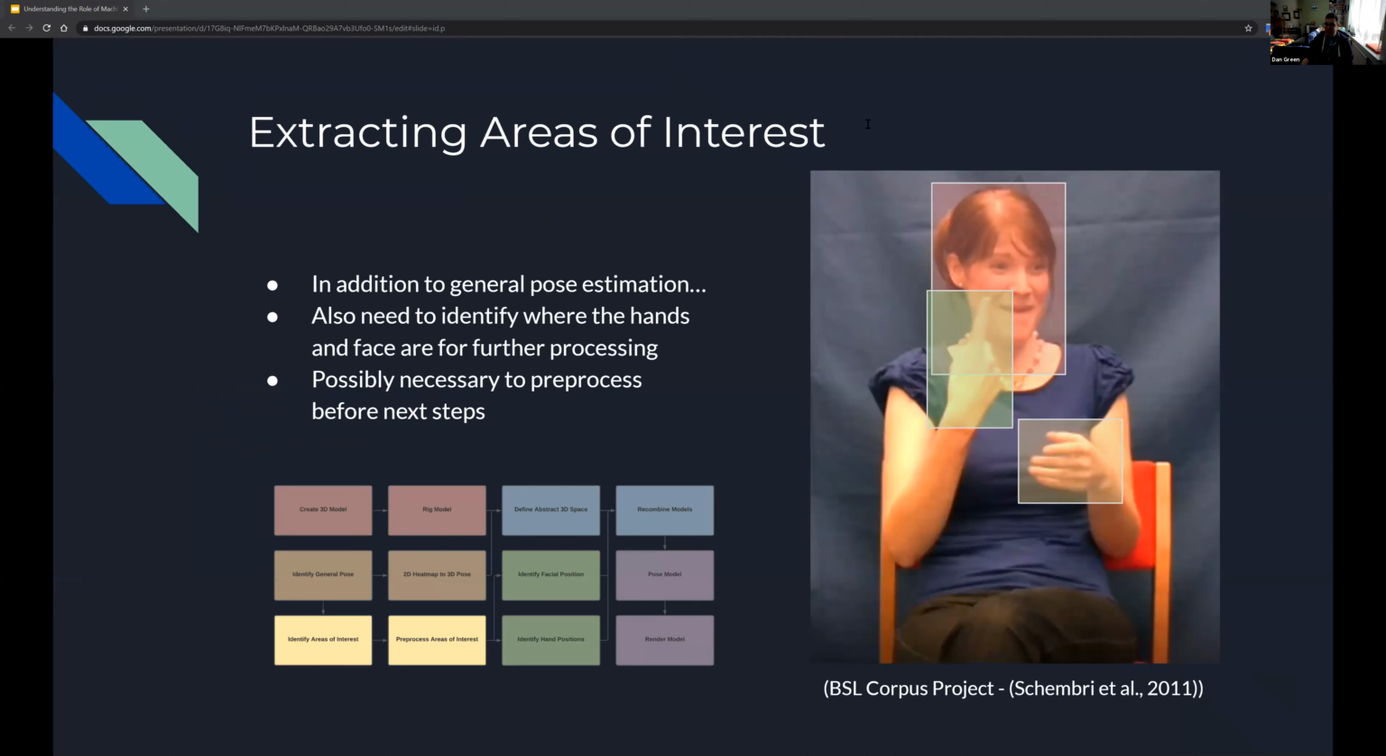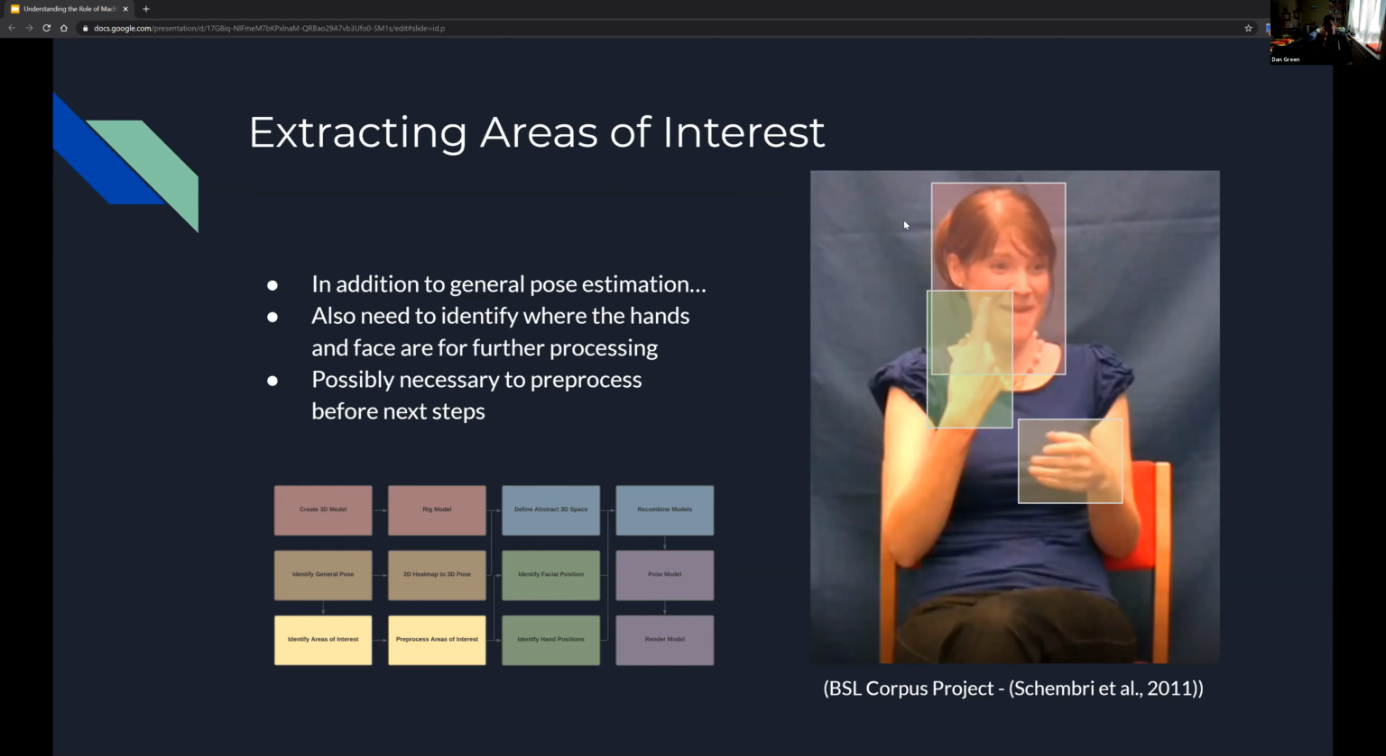I don't see any questions, so I'm going to quickly move on. The next stage of this, as I said, was extracting the areas of interest. So we've now got past the point of the stuff that I've done in pre-experiments. This is all now slightly more theoretical, but hopefully should all be doable nonetheless. Once we've identified the rough position of where everything is, we then need to extract where the hands and the face are.